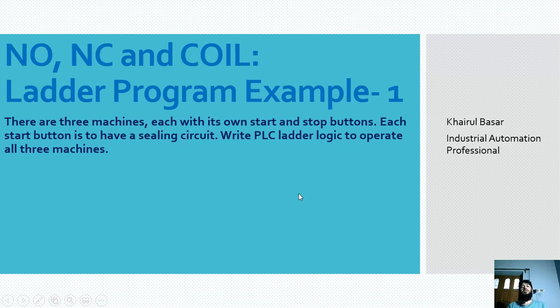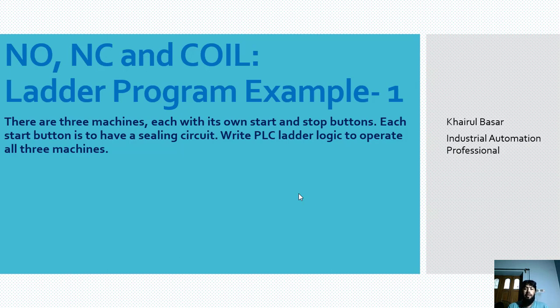In this example we will see NO, NC and coil in a ladder program. What they are and how we can use NO, NC and coil in a ladder program. NO is normally open, NC is normally closed, and coil is the output. NO and NC are the opposite of each other, so the instruction is like an inverted instruction. Coil is the output where a bit in PLC memory turns on or off.